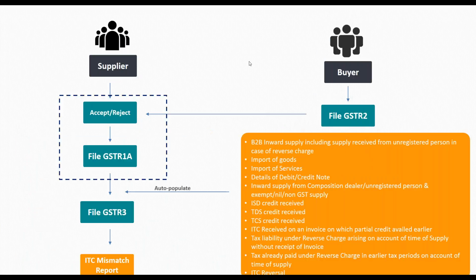Similarly, the supplier needs to accept or reject what he has received, and the buyer would file a GSTR2 form that will include the B2B inward supplies, import of goods, and all these modifications have to be done. Now the rule engine will automatically populate the data as per the category of data, and the supplier has to accept or reject that data, file his GSTR1A, and once that is done and it is auto populated, your GSTR3 will be auto created.